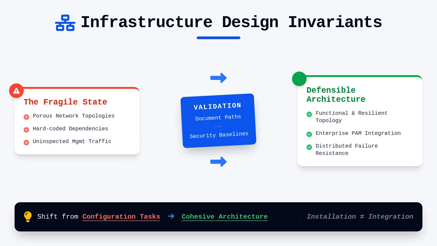Our objective is to build a topology that is not only functional, but also resilient to the common failure modes of distributed systems. We want to avoid hard-coded dependencies on specific network paths that are fragile and difficult to troubleshoot under pressure. By documenting these paths and validating them against the organizational security baseline, we turn a collection of individual configuration tasks into a cohesive and defensible architecture. This is the difference between simply installing a component and truly integrating it into an enterprise-wide privileged access management strategy.